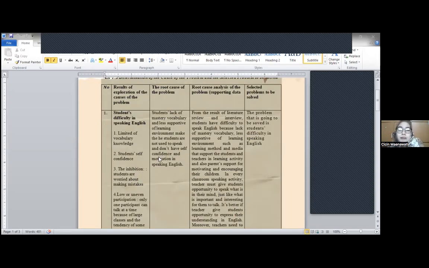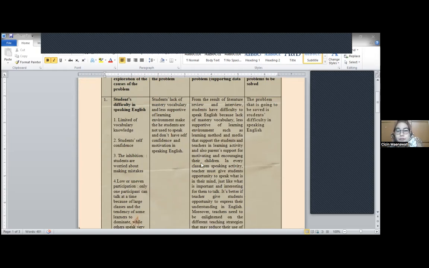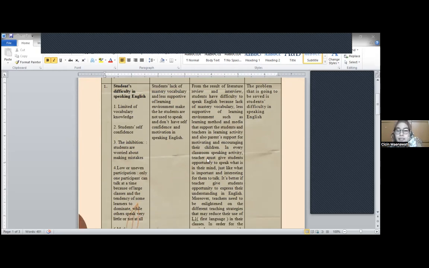For the root cause of the problem, students' lack of vocabulary mastery and a less supportive learning environment make students not used to speaking and lacking self-confidence and motivation in speaking English. Root cause analysis of the problem, supporting data from the result of literature review and interview: students have difficulty speaking English because of lack of vocabulary mastery, a less supportive learning environment such as learning methods and media that support the students and teacher in learning activity, and also parent support for motivating and encouraging their children.